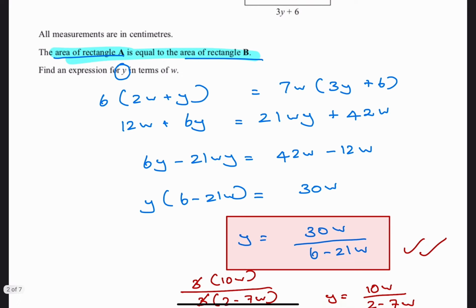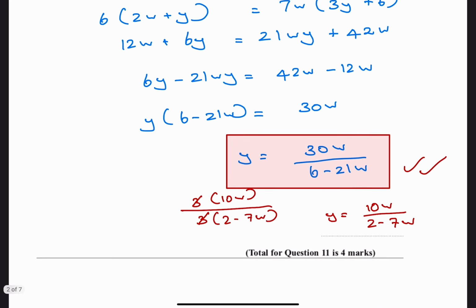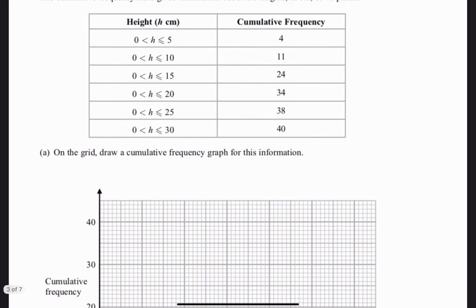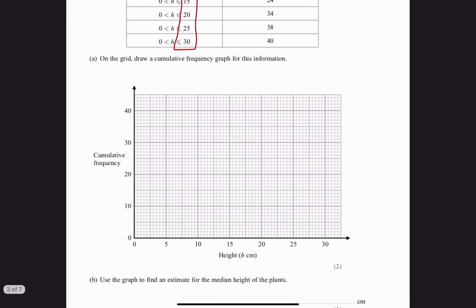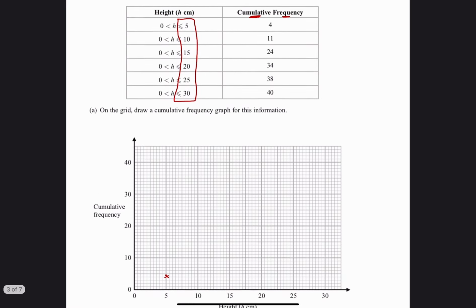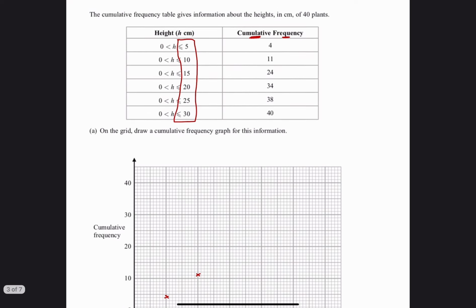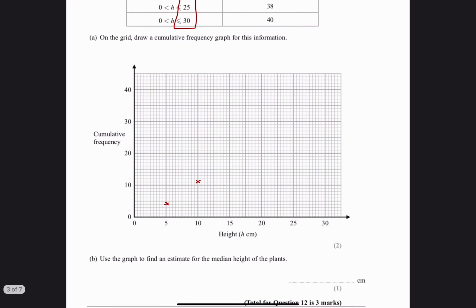Okay, moving on. Cumulative frequency. Remember, whenever it's a cumulative frequency, it's the last digit. These are the ones that you draw with the cumulative frequency. If it was written frequency, then you would have to write cumulative frequency, but it's already written cumulative frequency for me. 5 and 4 is here. 10 and 11 is somewhere there. 15 and 24.